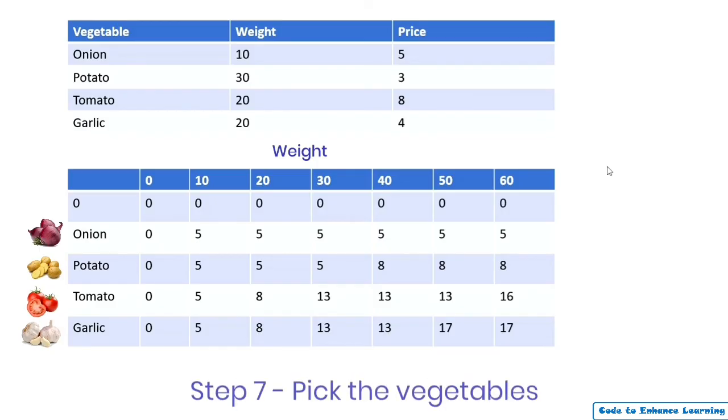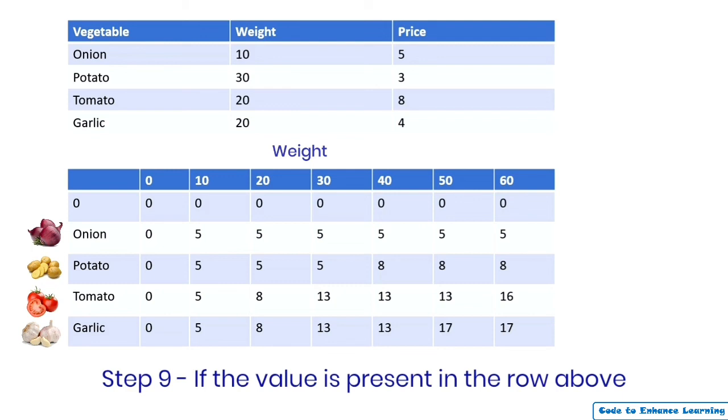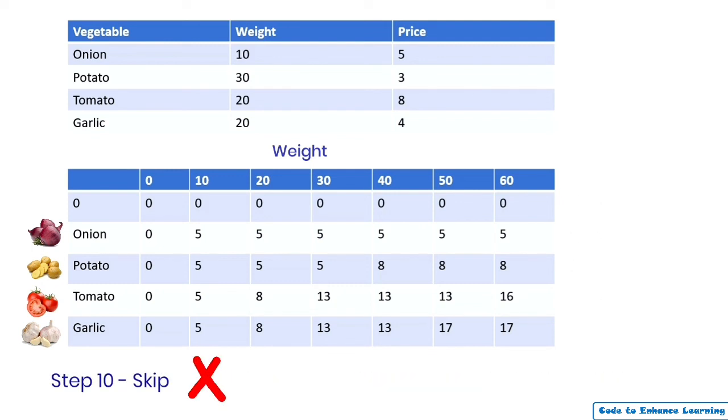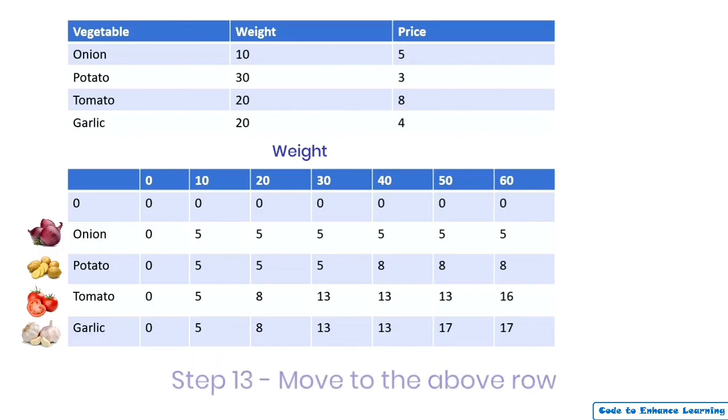Next, we are going to find which vegetables to pick. We are going to start at the last cell of the table. We will check if that value is present in the row above. If it is, we are going to skip the vegetable. If it isn't, we are going to pick the vegetable and subtract the price of the vegetable from the value in the cell and move up the row.